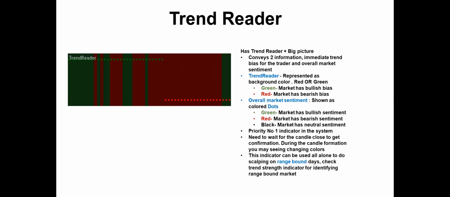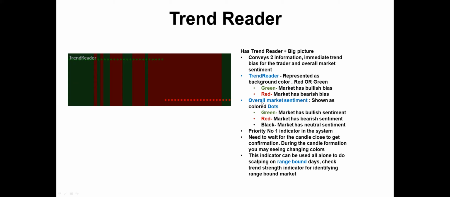Let me just briefly explain about trend reader. Trend reader is our priority number one indicator. Basically, if you see here, you have green color and red color. Forget about the dots, just concentrate on the background. If you are seeing a green background in trend reader, the immediate bias of a trader should be bullish, right? Trend reader is represented by the background color, red or green. If it is green, the market has a bullish bias. If it's red, the market has a bearish bias. That is all about the trend reader.